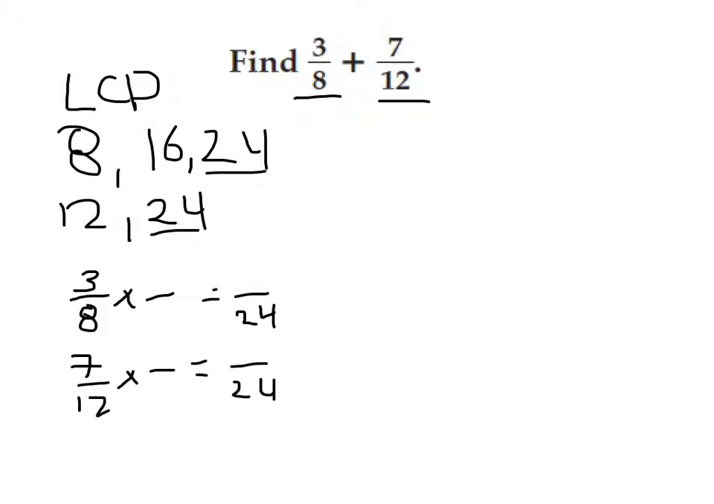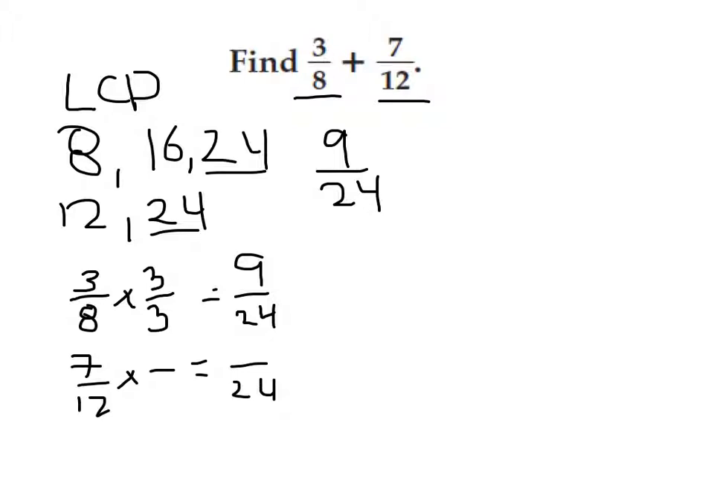Alright, since 24 is the common denominator, I need to look at 3/8 and find out what I'm going to multiply by 8 to get to 24. And I do believe that's 3. Whatever I do on the bottom, I do on the top. 3 times 3 is 9. So there's my first fraction, 9 over 24.